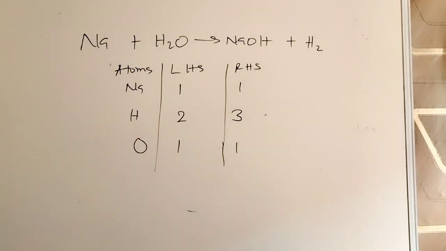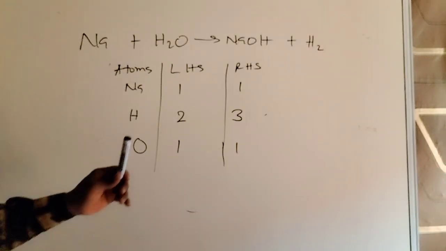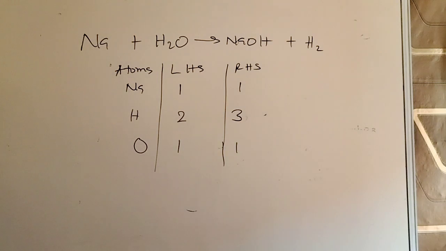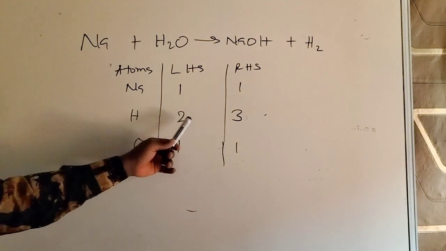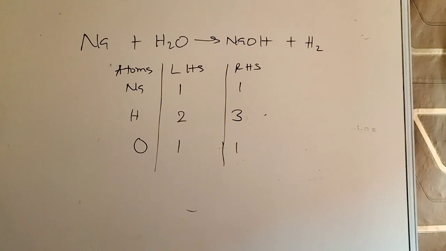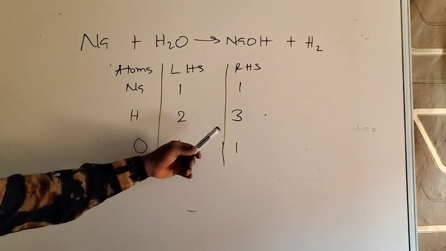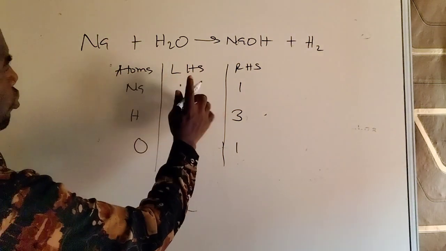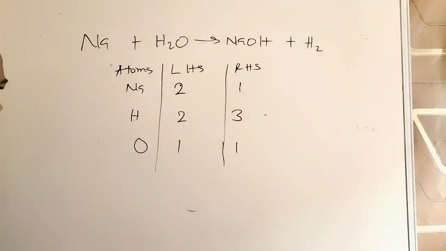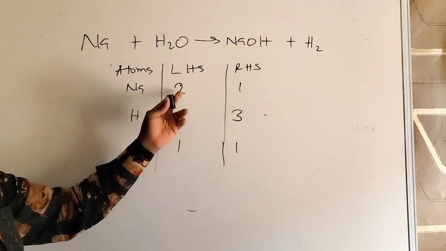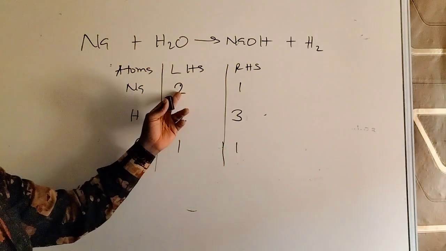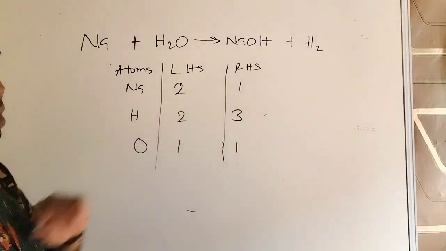You ask yourself, which whole number will multiply 2 to give us 3? There is no whole number that can multiply to give us 3. It's impossible. So you start wondering, what do we do? Does it mean that the equation cannot be balanced? Or does it mean that the equation is not correct? No. You can balance it, the equation is correct. Had it been that I had 2 and 1 here, what I would have done is this: if this one cannot be balanced, I'll go to the one that can be balanced easily and balance it first before I start considering this.